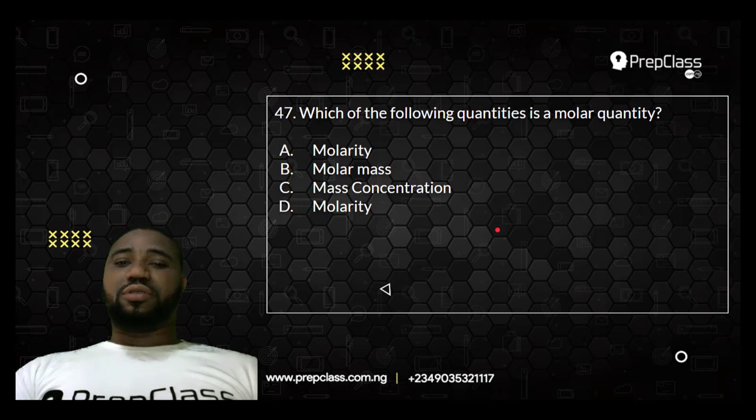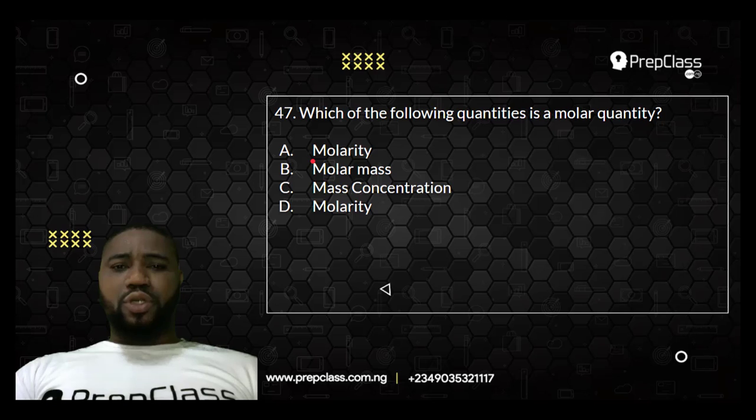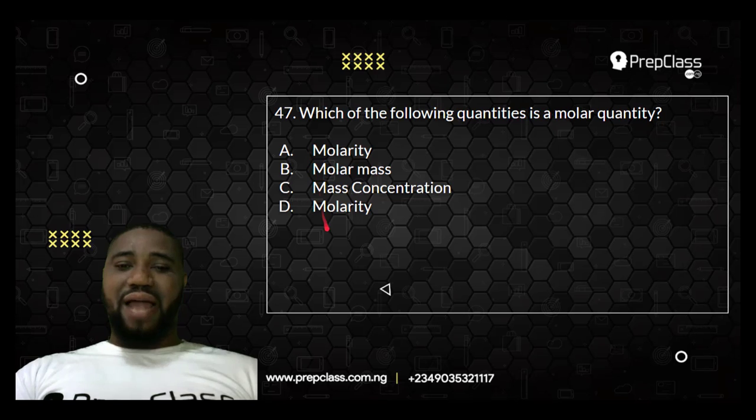Question number 47. Which of the following quantities is a molar quantity? Now, this question looks a bit kind of funny. If you see option A, molarity and molar concentration is the same. I don't know if it's a typo or what. They gave you the same option in A and D, molarity.